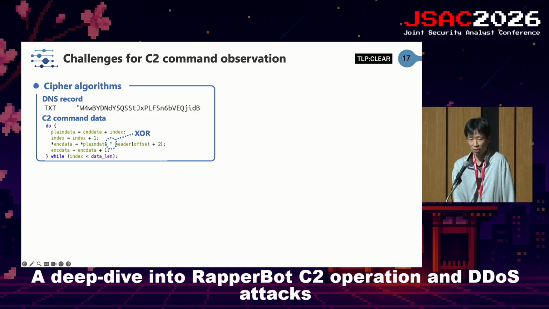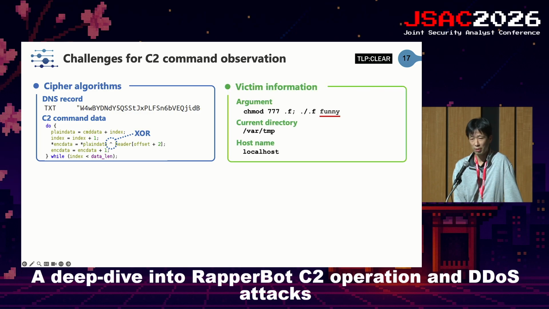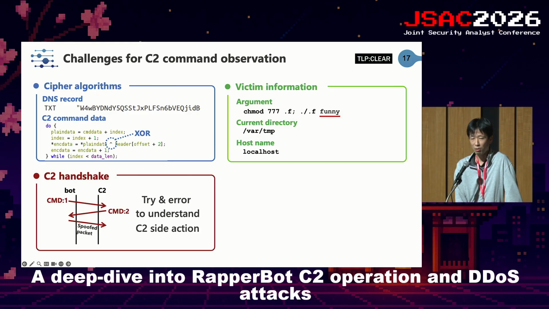First is the encryption algorithm. DNS text records are encrypted in this manner, and the C2 protocol is also encrypted. So we need to be able to decrypt them. Once connected, information about the infected device is sent first. But in most cases, connections are successful without much worry, but parameters must be determined carefully to avoid being detected as a monitoring system.